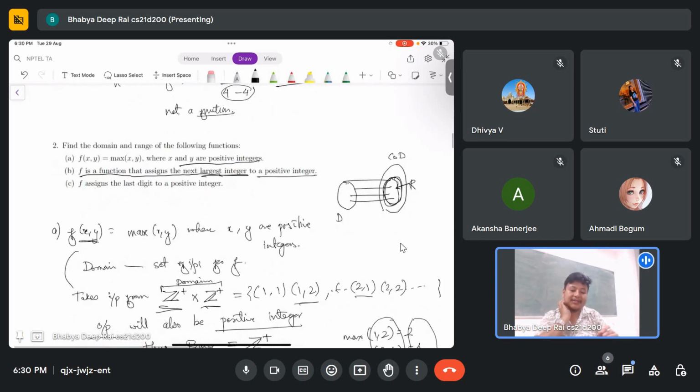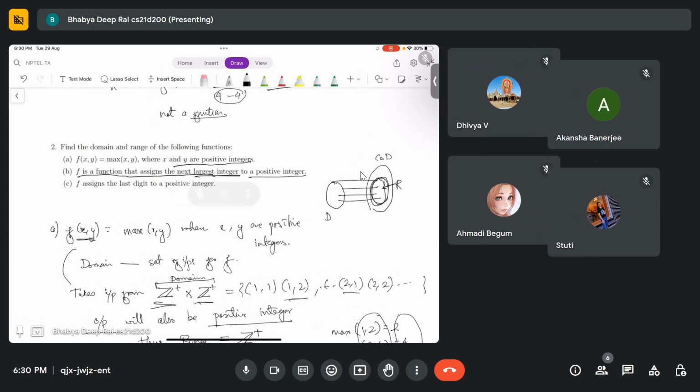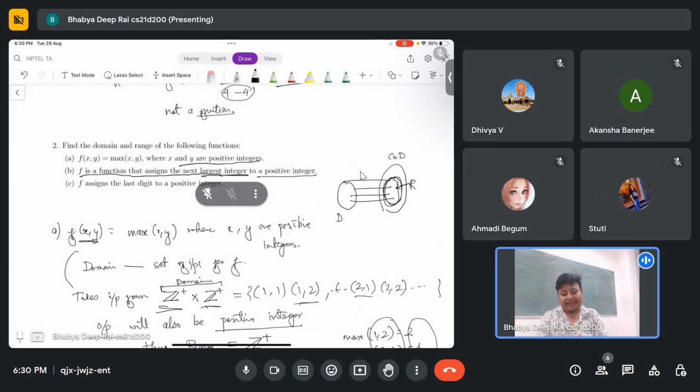So can you tell me what the domain is here? What is the domain in this case, in 2b?